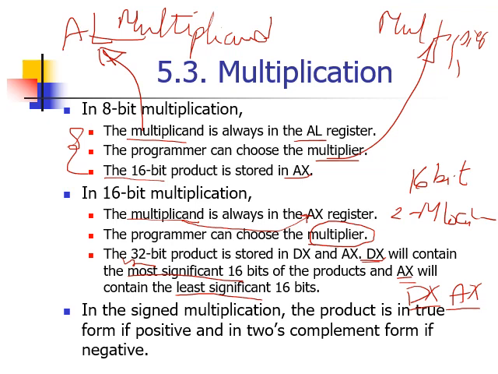Okay, in the sign multiplication, the product is true if positive, dealing only with magnitudes, and if it's negative, it will be represented by its two's complement. So if the sign bit is 1, this number, the result is in two's complement. So you have to reconvert it to get the true number. Good.